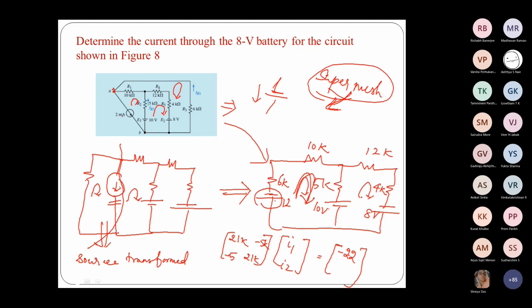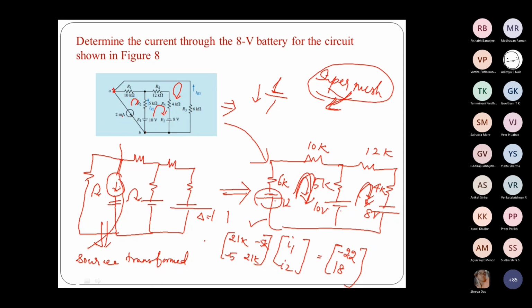And then for loop 2, what is the voltage value? There are two voltage sources. So this is a rise and this is also a rise. So we have 18 plus 8. Okay, so just solve this. So determinant of this matrix.